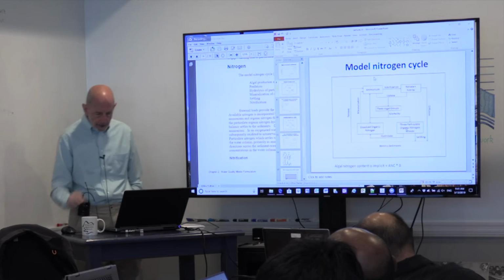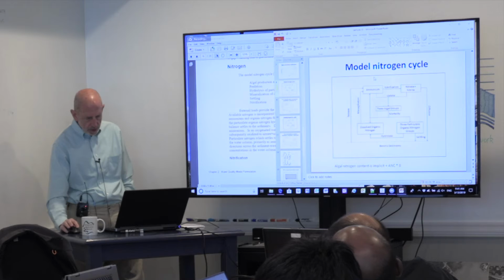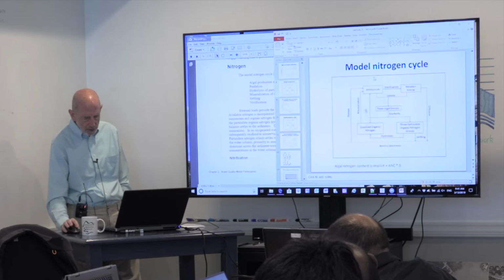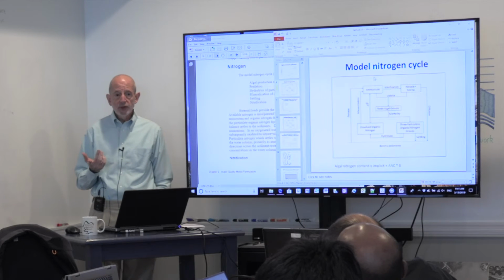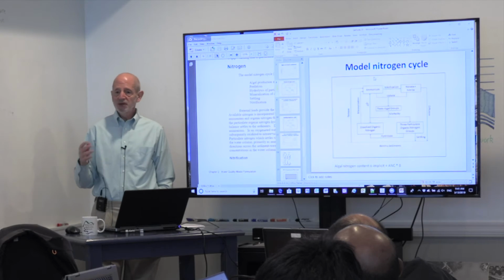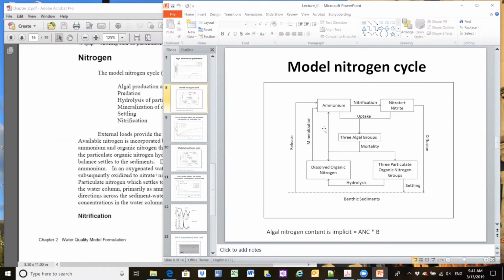partition those. The particulate organic nitrogen groups hydrolyze to dissolved organic nitrogen. The dissolved organic nitrogen mineralizes to ammonium. The rates of hydrolysis and the rates of mineralization are model parameters that you specify. These are key, and if you do this for a long time, you have some sense of what those numbers ought to be. But these are key model calibration parameters, and when you're applying the model, these are things you really want to be careful with, or you're going to devote a lot of attention to them.